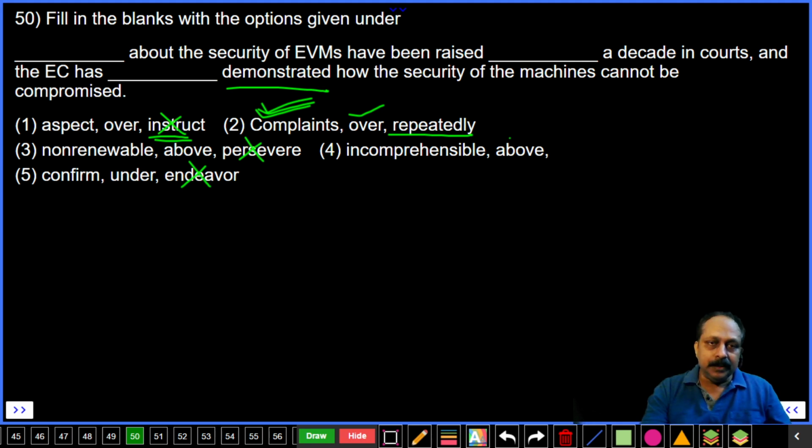That is the last question. Not a tough paper, a good paper. So many words and so many questions based on grammar knowledge and based on vocabulary.